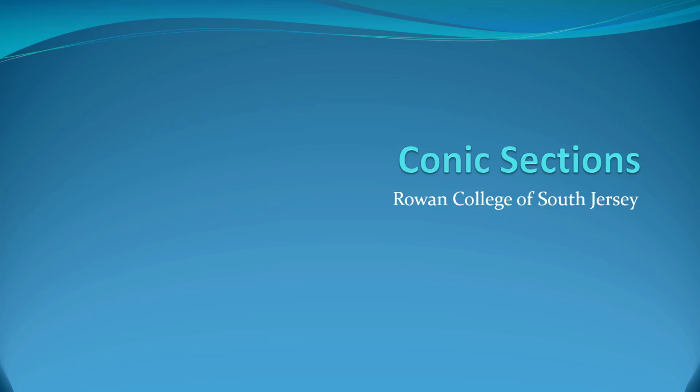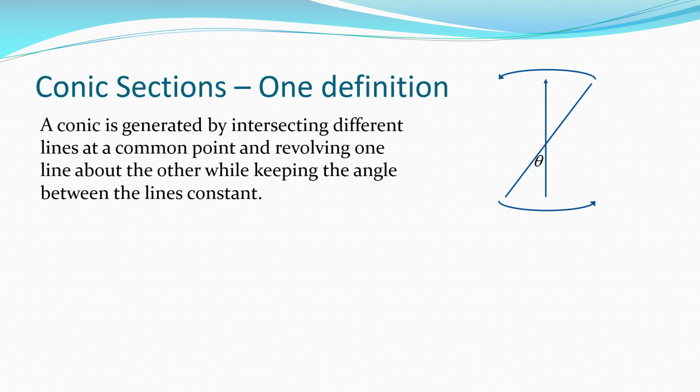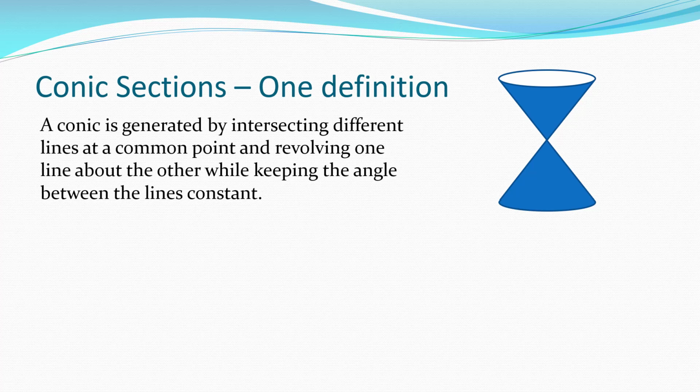In this video, I reintroduce to you conic sections, something you've seen before in pre-calc. So this video will go pretty quickly. A conic is generated by intersecting different lines at a common point and then revolving one of the lines about the other while keeping the angle between the lines constant. It gives you a shape kind of like this.